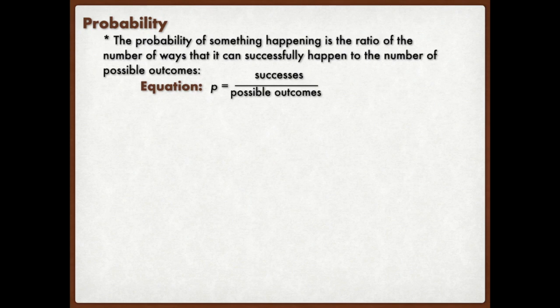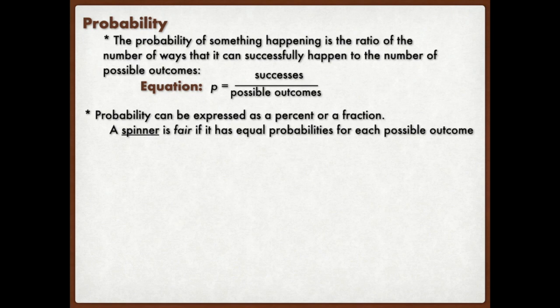So remember, successes is usually going to be a smaller number or the same amount, okay? But it usually will not be more than the possible outcomes. The possible outcomes is how many times you're actually doing it. So the probability can be expressed by a percent or a fraction. I'd like you guys to make it a fraction and then turn it into a percent. But always be looking for what the question asks you. If it doesn't ask you, it's always safer, make it a fraction, then turn it into a percent.